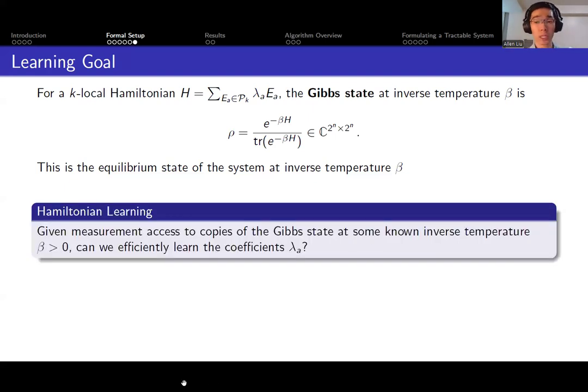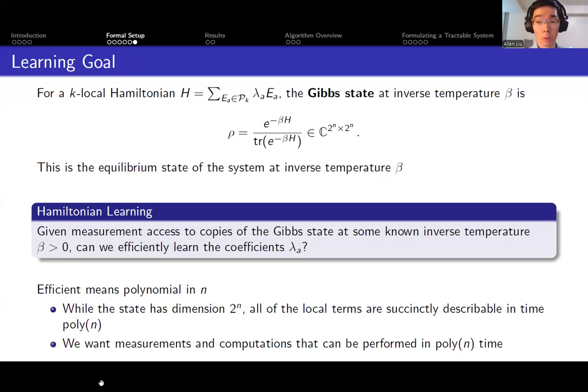Now, the problem of Hamiltonian learning is that we're given measurement access to copies of the Gibbs state, and the goal is to learn the coefficients, so learn the lambda a's. Recall that the underlying topology is known, so all of the terms E sub a in this canonical basis are known. And so the only unknowns are these coefficients, the lambda a's. So the problem is to learn these coefficients.